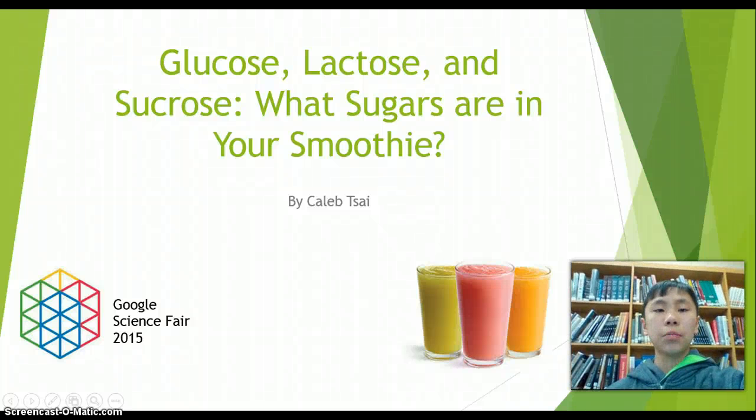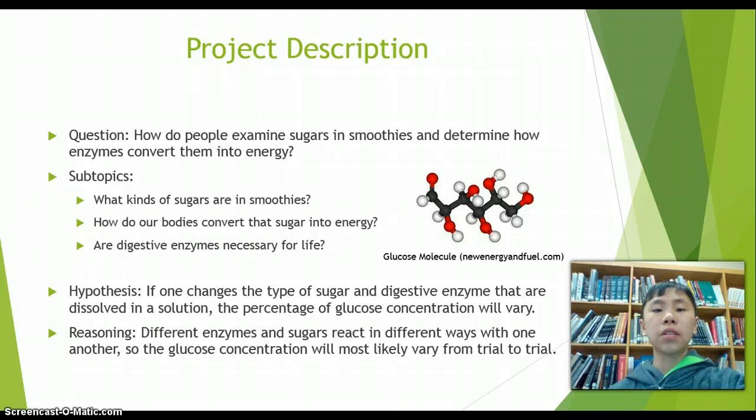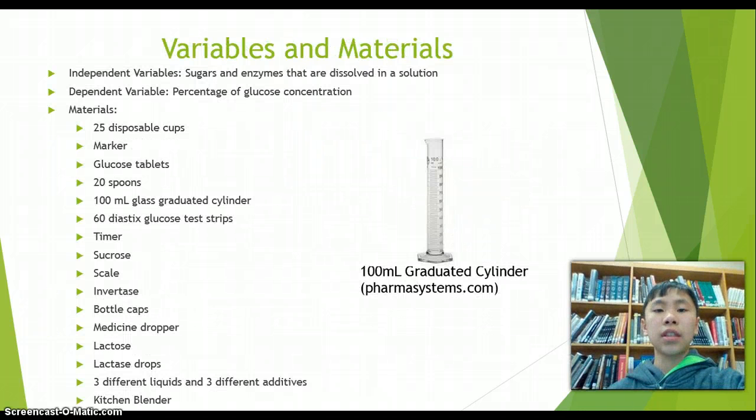For this experiment, I will be examining how sugars are in both smoothies and your body. My question states, how do people examine sugars in smoothies and determine how enzymes convert them into energy? My hypothesis says if one changes the type of sugar and enzyme that are dissolved in a solution, the percentage of glucose concentration will vary. The independent variables are the sugars and enzymes, while the dependent variable is the percentage of glucose.